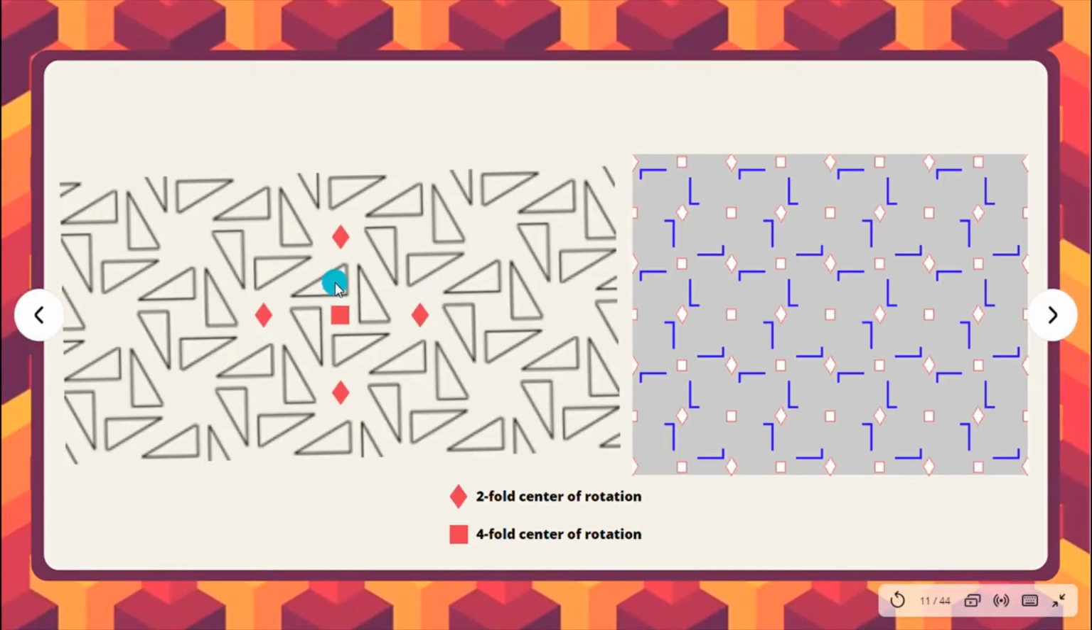Let us visualize what this means. Let's have a red diamond as a 2-fold center of rotation symbol, and the square here as a 4-fold center of rotation. We have a 4-fold center of rotation, or the fixed point here, since 4 triangles are being rotated around it. And this can be applied here as well, since these triangles here, triangle 1, 2, 3, and 4, are being rotated outwards around the fixed point.